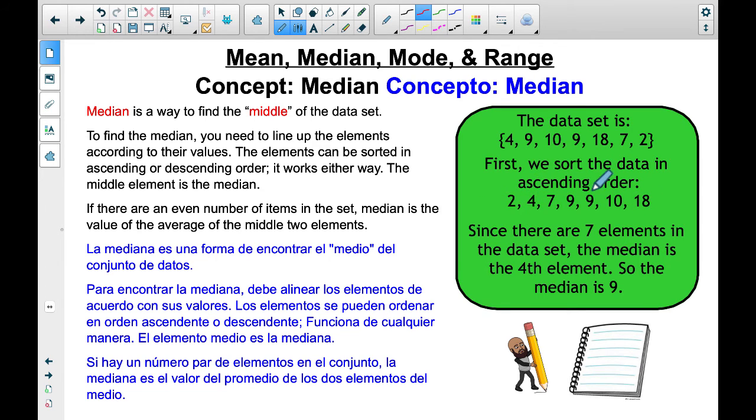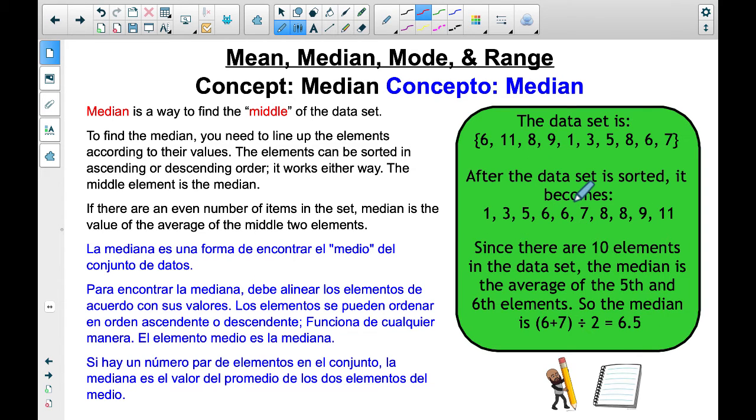Now, you need to find the middle. You can do this with your fingers, and you can move them in. I like crossing out from side to side like this. And then we're left with 9 with 3 markouts on each side, so 9 is the middle. Or you can use your fingers. Whatever way, you need to find the middle number, okay? 9 here is the median.